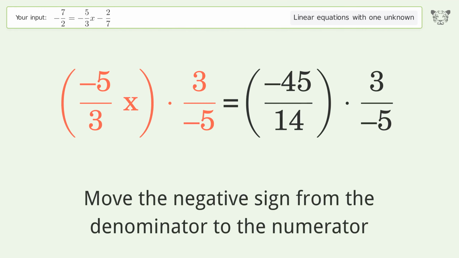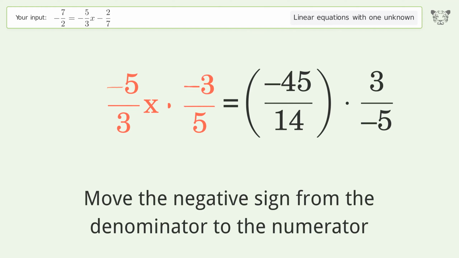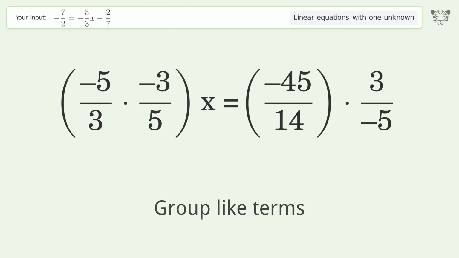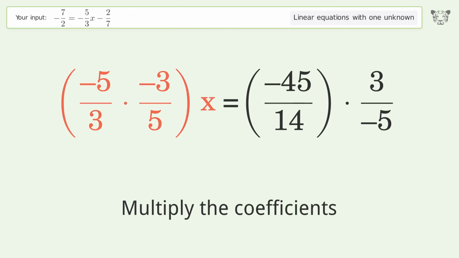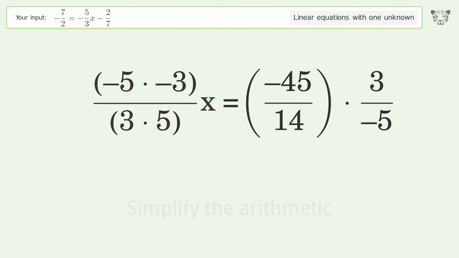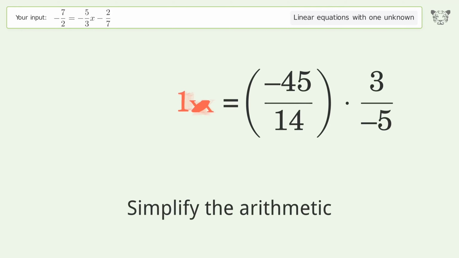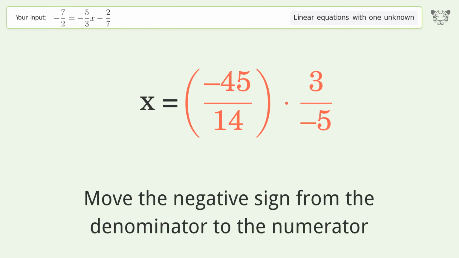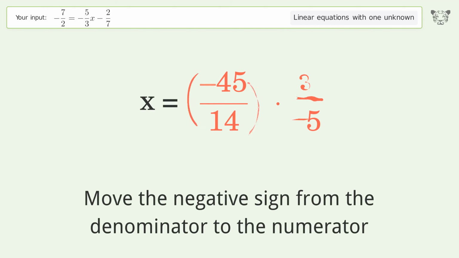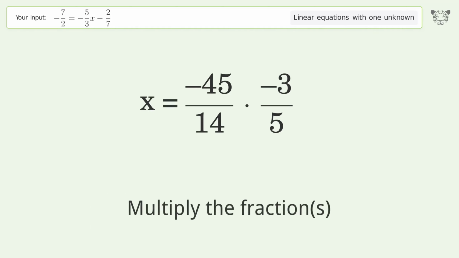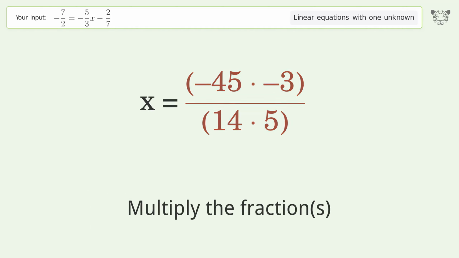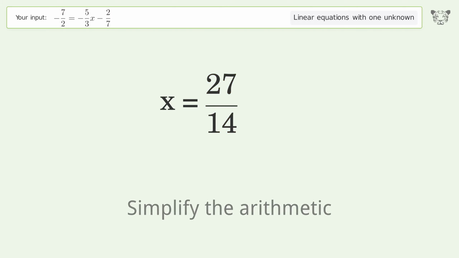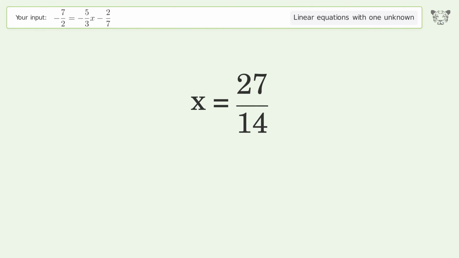Move the negative sign from the denominator to the numerator. Group like terms. Multiply the coefficients. Simplify the arithmetic. Move the negative sign from the denominator to the numerator. Multiply the fractions. Simplify the arithmetic. And so the final result is x equals 27 over 14.